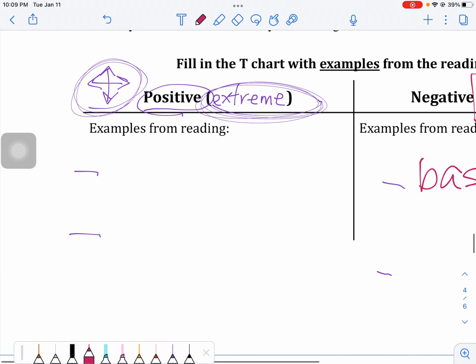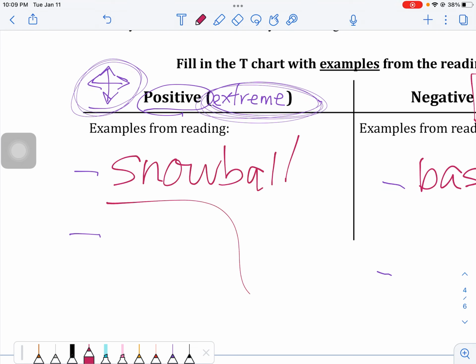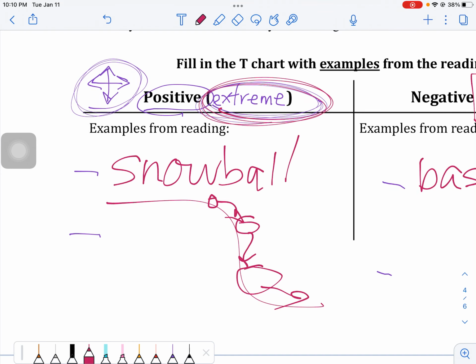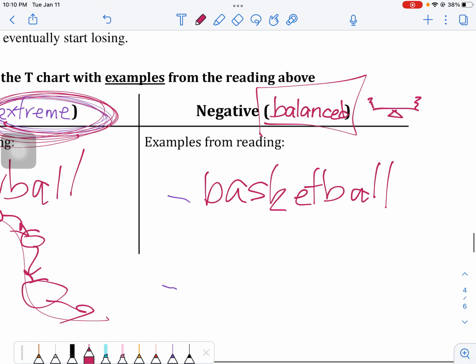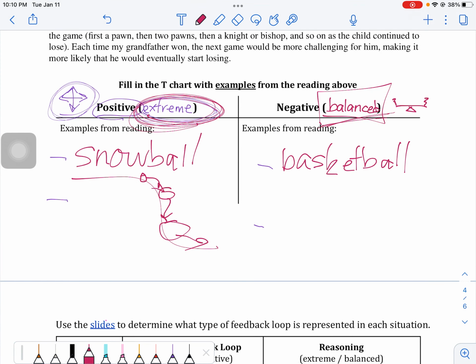One example over here for positive was the snowball. The snowball rolls down the hill. It starts to gather snow. It continues to roll, and it rolls faster. The faster it rolls, the more snow it gets, and the more snow it gets, the faster it rolls. And you get the idea. It's infinitely going in one extreme direction. Whereas a negative feedback loop is staying even or balanced as long as it can. So those are our keywords that match up to those terms.